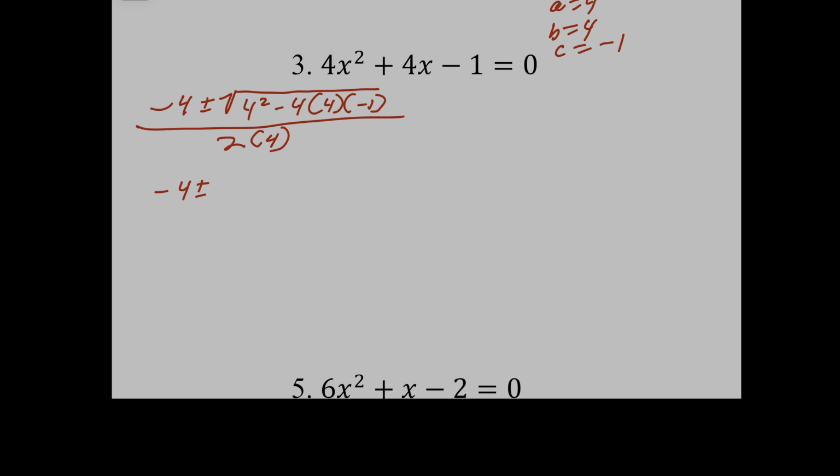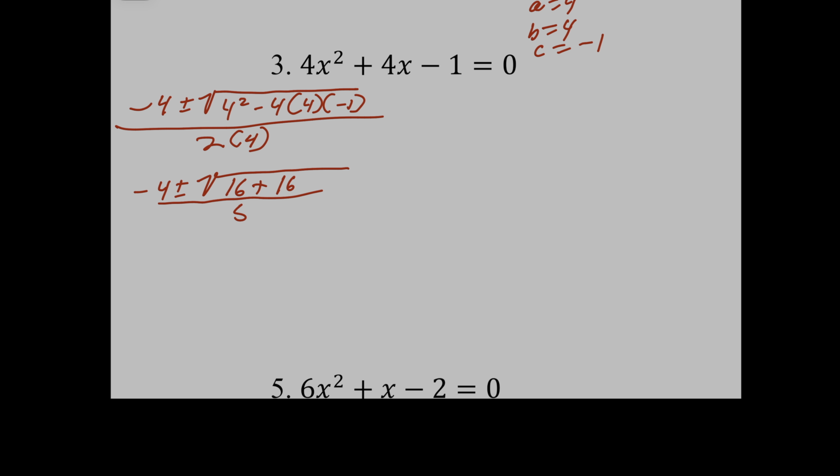That's going to give me negative 4 plus or minus square root of, what is 4 squared? 16. Now look, a negative times a positive times a negative. There are 2 negatives, so that's going to be a positive. And I'm going to get 16 under there, all over 8. That becomes negative 4 plus or minus the square root of 32 over 8.